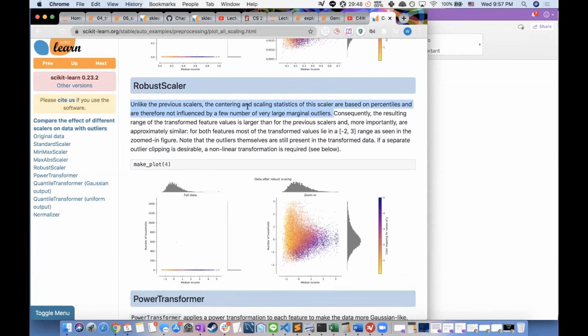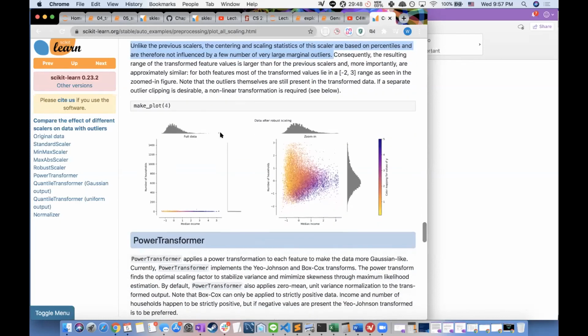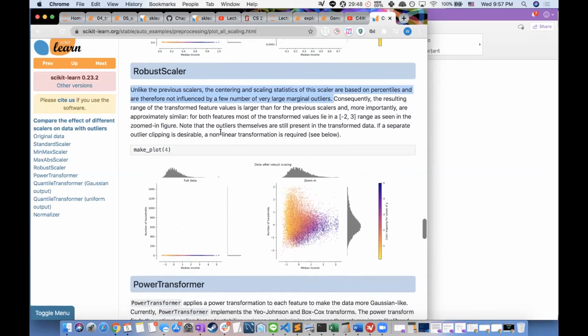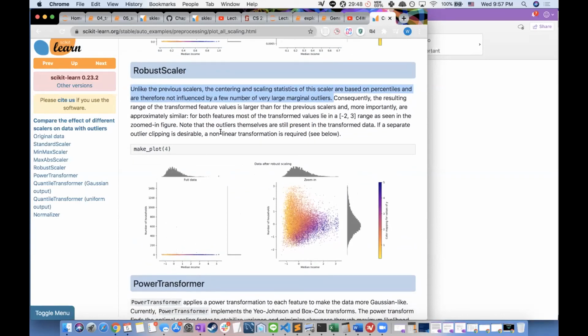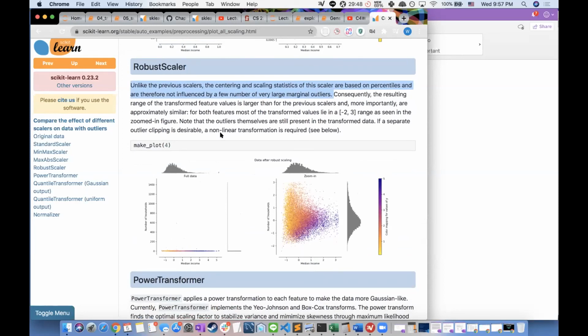Yeah, right here, a robust scalar. Unlike the previous scalars, the center and the scaling statistic of this scalar are based on percentiles and are therefore not influenced by a few number of very large marginal outliers. So this one is more, well, I guess hence the name, robust. And so it's more robust against outliers, a few of them. So it seems like most of the things are being dictated by the outlier, whether it's there or not. Well, that's why you're scaling, right? So you're trying to squash all your data points into some sort of range with some sort of statistical characteristics.